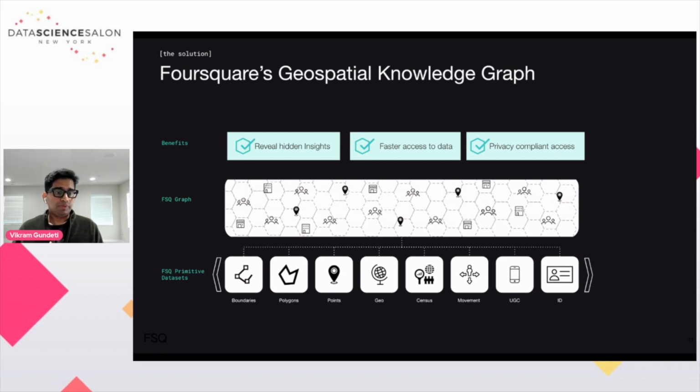Now, what were the insights we gained? So one is, like, with this particular approach, we can reveal hidden insights much more quickly. We have faster access to data, which we can use to improve our own products. And then, more importantly, this was privacy. We took a privacy first approach in building this knowledge graph. And let me walk you through a few examples.